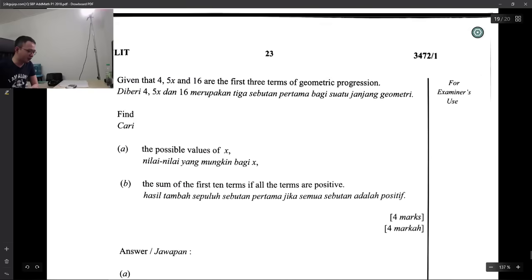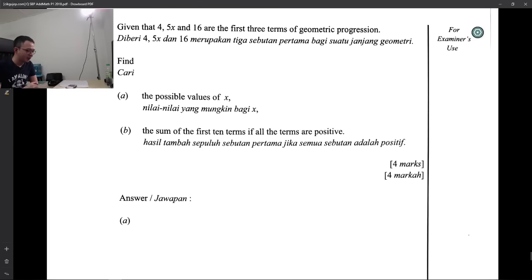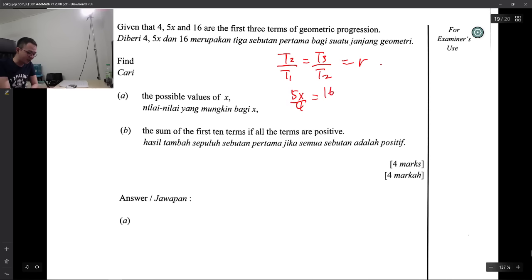So let me move on to question 24. This is the 3 terms of a GP. Find the possible values of x. For a GP, we can always do T2 over T1 equals T3 over T2, right? This is the r formula. Therefore, I will do 5x over 4 equals 16 over 5x. I mean 5x.